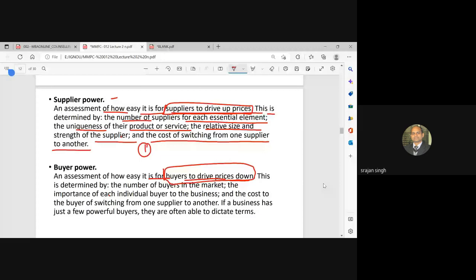If a business has just a few potential buyers, they are often able to dictate terms. If the number of buyers is small, then they will have good enough bargaining power. And if there are n number of buyers available, then individual buyers do not carry much bargaining power.